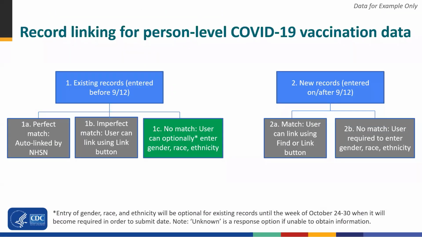So next we'll walk through an example of an existing record that was entered before September 12th, where there's no match in the NHSN resident or staff lists. And in this case, users can optionally enter gender, race, and ethnicity.